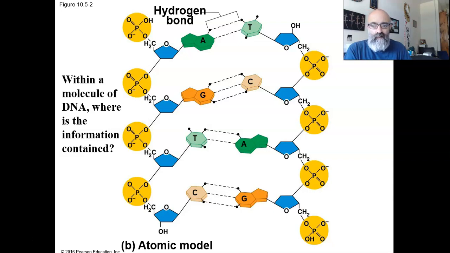So the strand on the left is running one way, right? And we can see that the terminal phosphate is on the top on the left side. The terminal or end phosphate down here is on the right side, on the bottom. Okay, so this one is running this way, this one is running that way. And where is the information?